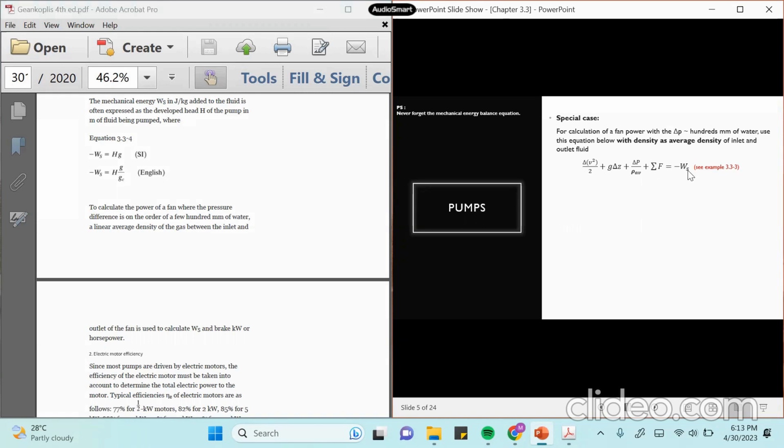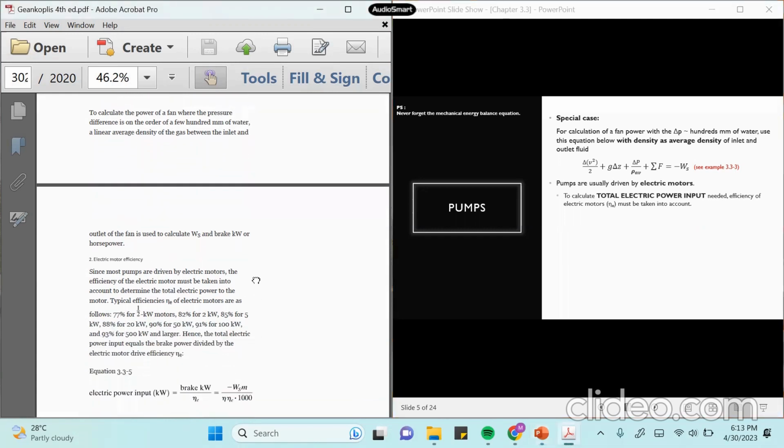If you regard the fan as a mechanical device to move incompressible gases, since delta P is not very high, only about 100 millimeters of water, then you can use this equation. You can see example 3.3-3. Later we will discuss this, but let's move to the next subchapter first.